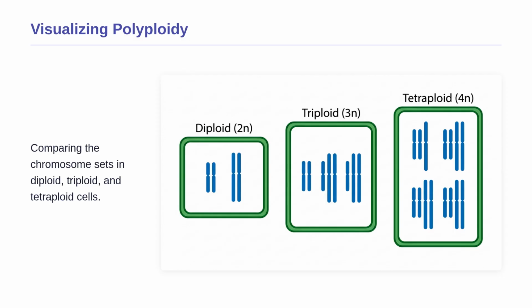This visual perfectly captures how polyploidy maintains perfect genetic proportion. There are no incomplete pairs like we saw in aneuploidy, while significantly increasing the total volume of genetic material and often the physical size of the cell itself.